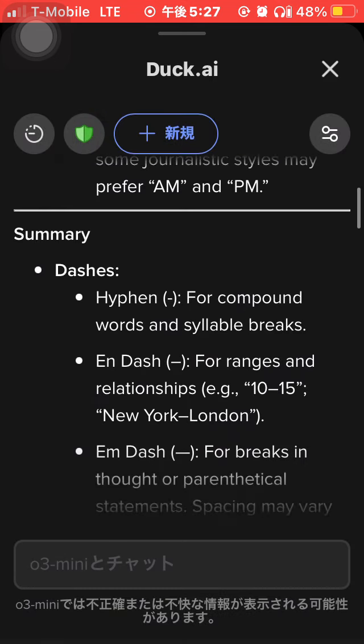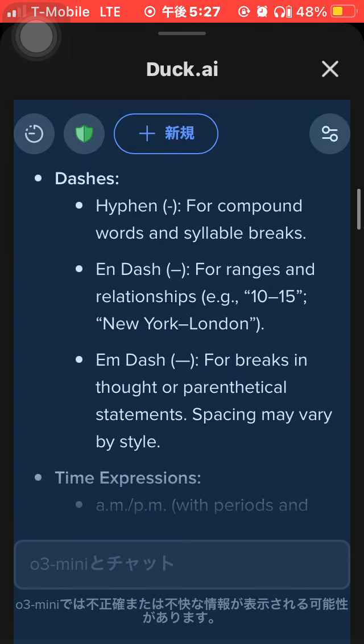Summary. Dashes: hyphen, for compound words and syllable breaks. En dash, for ranges and relationships, for example, 10–15, New York–London. Em dash, for breaks in thought or parenthetical statements. Spacing may vary by style.